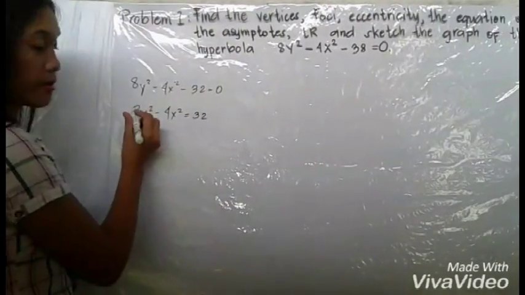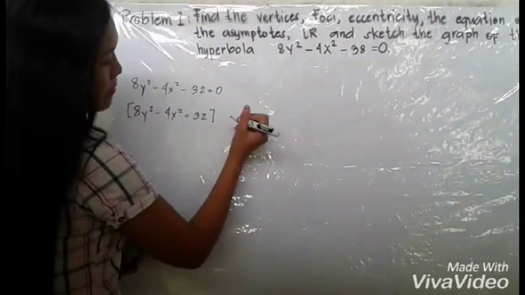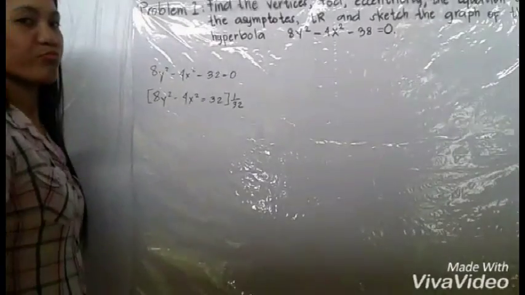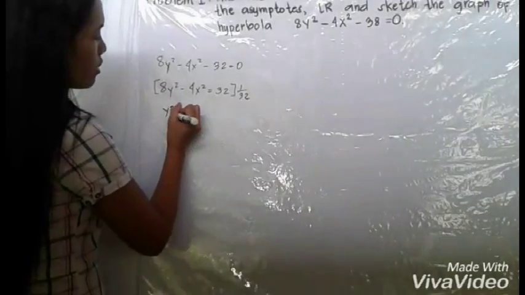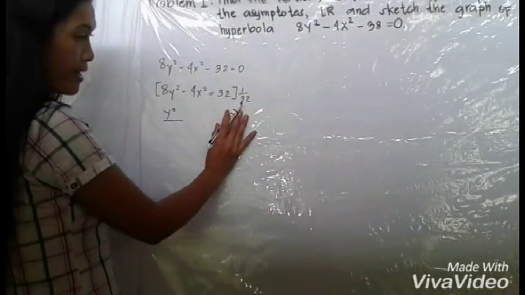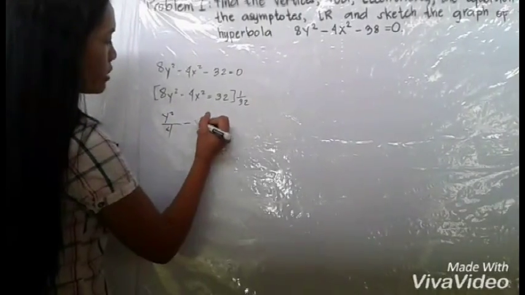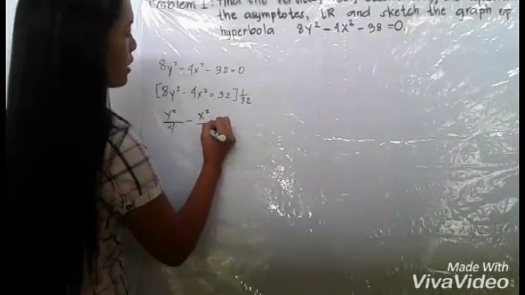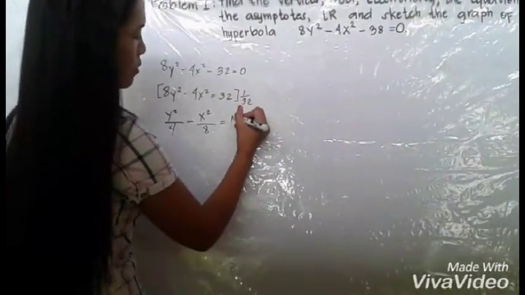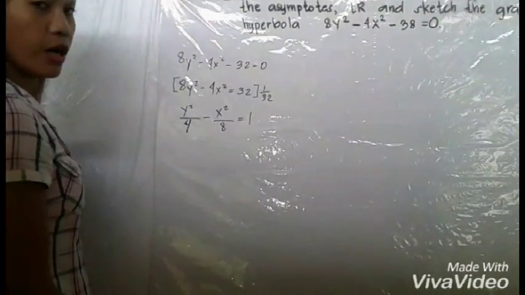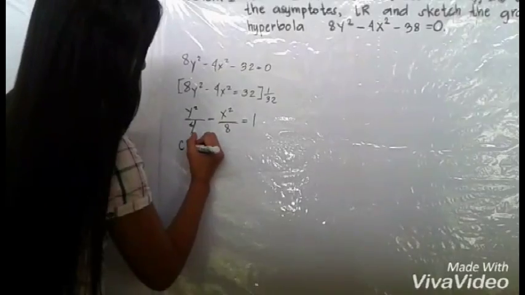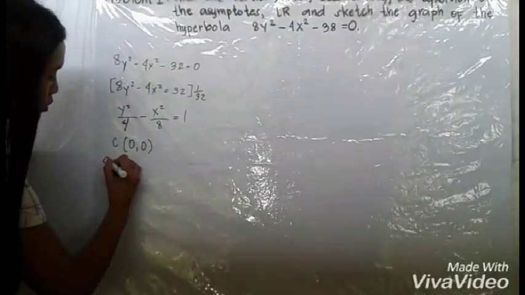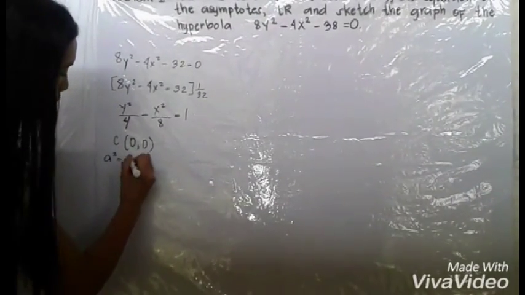And we are going to divide the whole equation by 32. So we have y squared over 4 minus x squared over 8 equals 1. So we have now the center at the origin, 0, 0. Okay, we have the given a squared equal to 4.